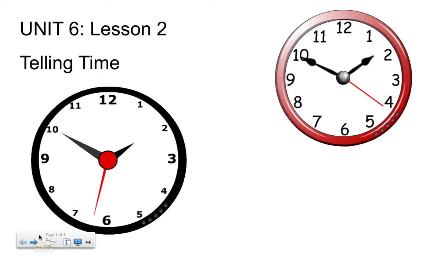Okay, so here's our next flipped classroom lesson. This is Unit 6, Lesson number 2. What we're going to be looking at is telling time, and we're going to use an analog clock to help us. It's the clock that we see in all the classrooms in this school.